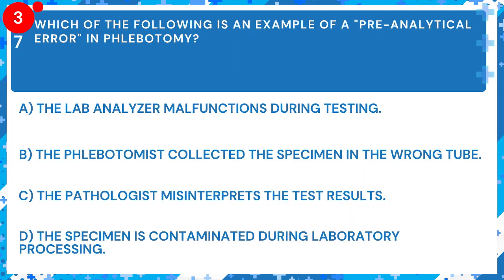Question 37. Which of the following is an example of a pre-analytical error in phlebotomy? A. The lab analyzer malfunctions during testing. B. The phlebotomist collected the specimen in the wrong tube. C. The pathologist misinterprets the test results. D. The specimen is contaminated during laboratory processing.